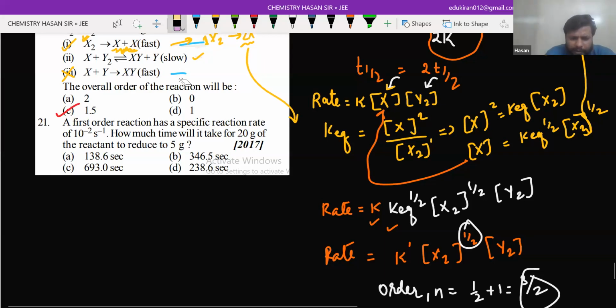A specific reaction rate, that is k, it is talking about k. The rate constant is also known as velocity constant or a specific rate constant. Oh, very good.